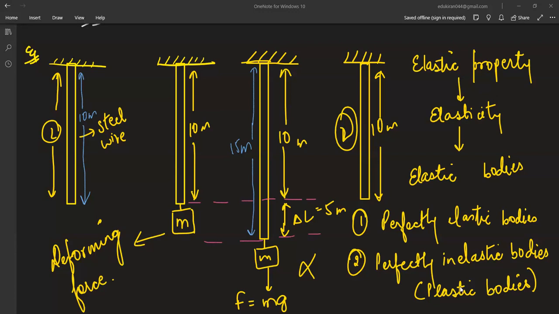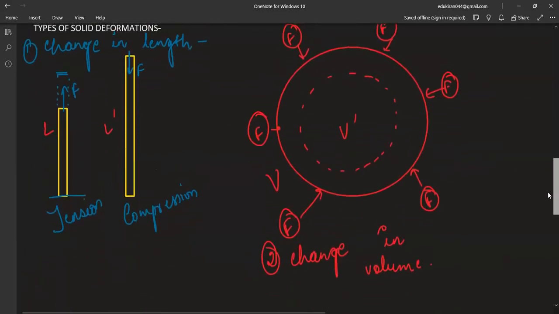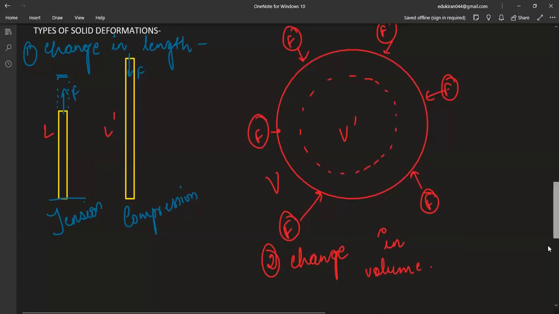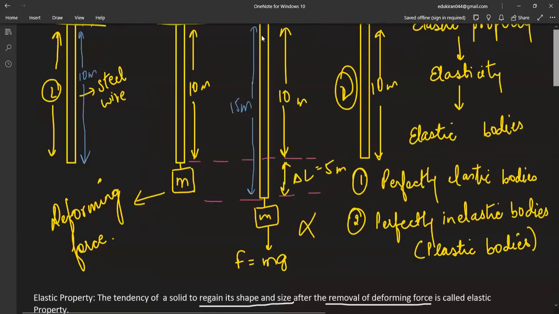And one more thing: what are plastic bodies? Plastic bodies are exactly opposite to elastic bodies. Plastic bodies do not have the tendency to regain their original shape back. They cannot regain their original shape, so this property resides only in elastic bodies. We also discussed the types of deformations. There were three types: change in length, change in volume, and change in shape. This much we have all studied.